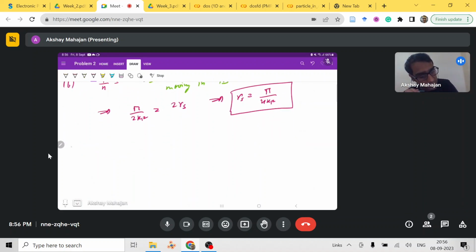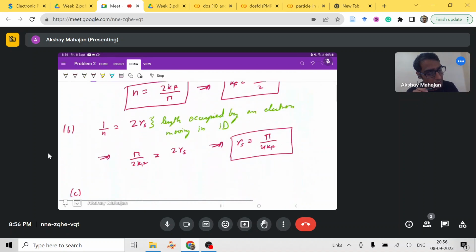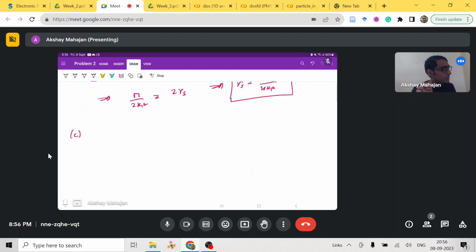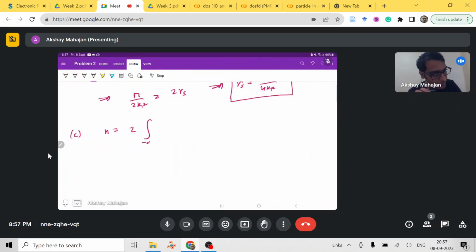Now let's go to part C. In part C we have to determine the density of states in one dimension. So again we will do the same thing. I am doing it fast because we are already quite out of time. So we can write n equals this.